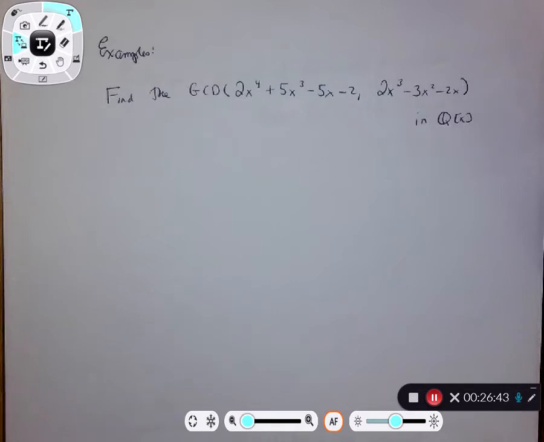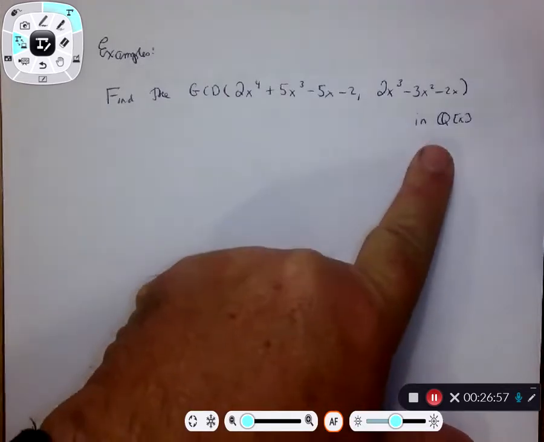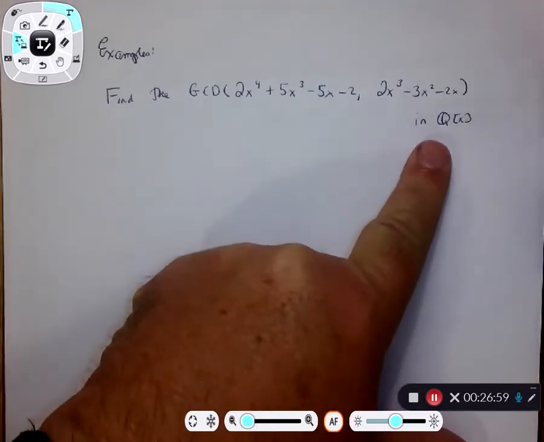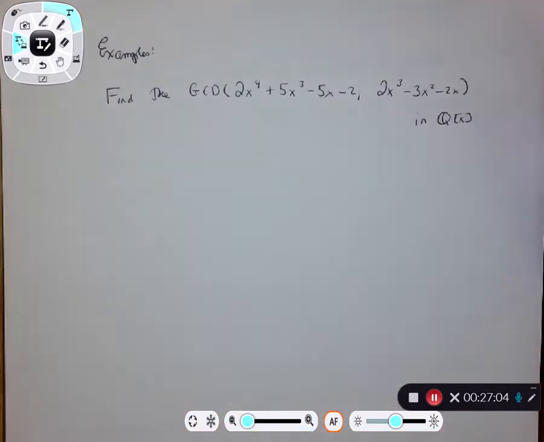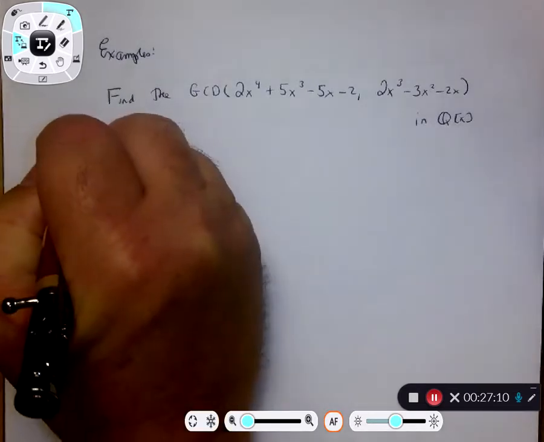So let's work at this particular problem. It says find the GCD of 2x to the fourth plus 5x cubed minus 5x minus 2 and the polynomial 2x cubed minus 3x squared minus 2x in Q adjoined x. So we can have fractions as coefficients, but that's the worst it's going to get. Now what we're going to be using here is, of course, the division algorithm.